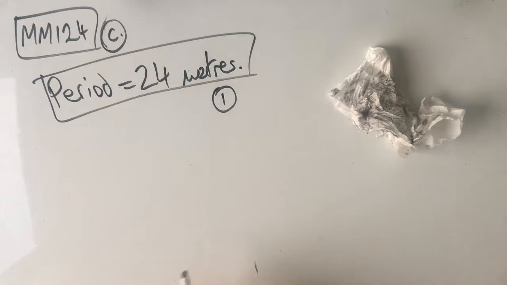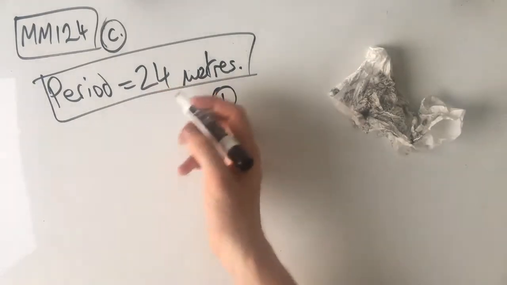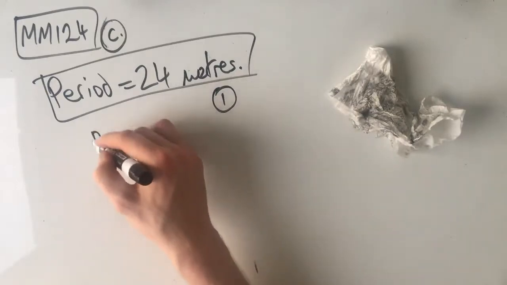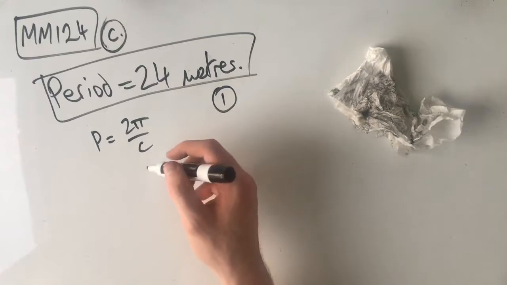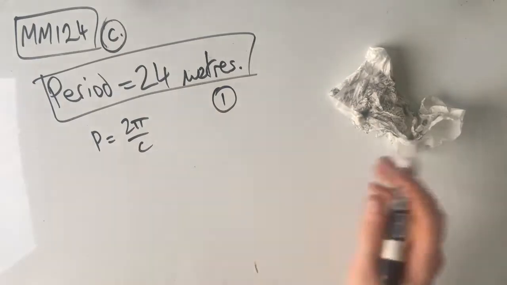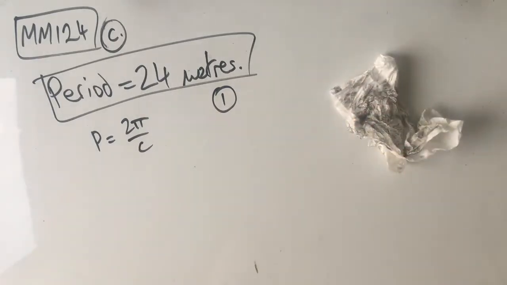If you get the value of C in the first part, part A, without actually working out the period somehow, then you would just do P equals 2 pi over C, where C was our pi on 12, and you would get that period equals 24 meters.